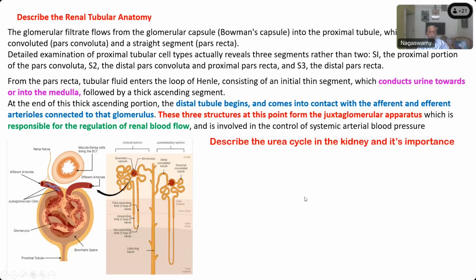So what is the role of urea in the kidney? Urea cycle in the kidney and its importance.